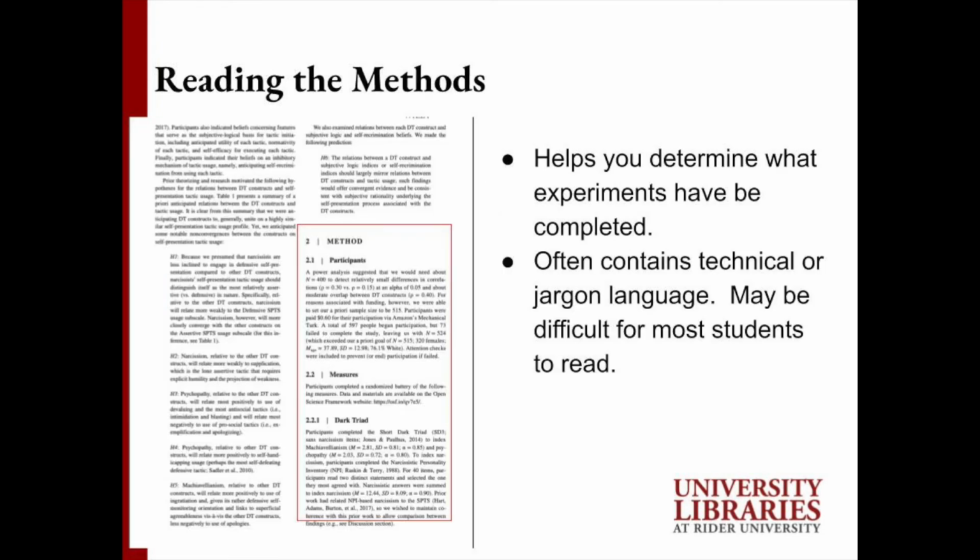The methods section is often the most difficult for students to read because it contains technical or jargon language. But the methods section does help you to determine what experiments have been completed. It lets you know who participated in the experiment, what the variables of the experiment are, and the procedure of the study used.